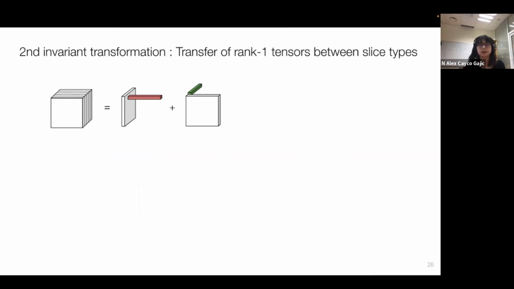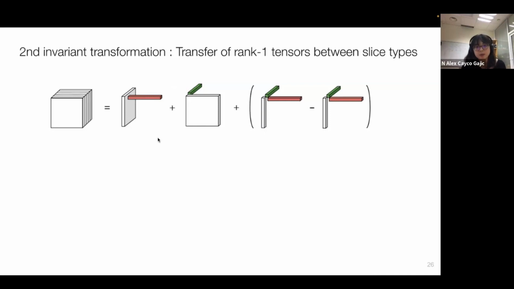You can read more about it in the preprint. But if you have two components of different slice types, what I can do is add and subtract a rank 1 tensor that has the same loading vectors of these two different components, and then it has a third loading vector that is arbitrary.